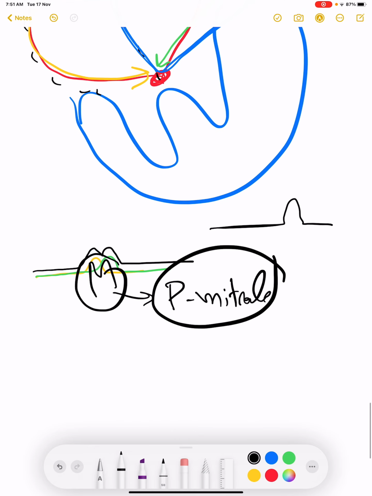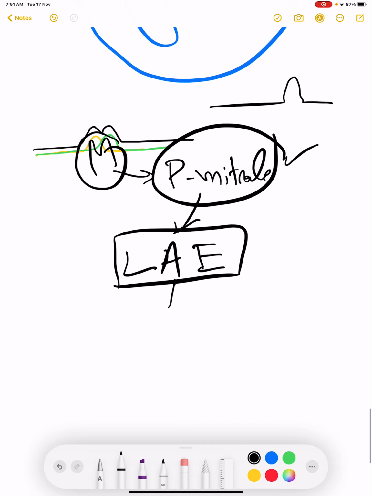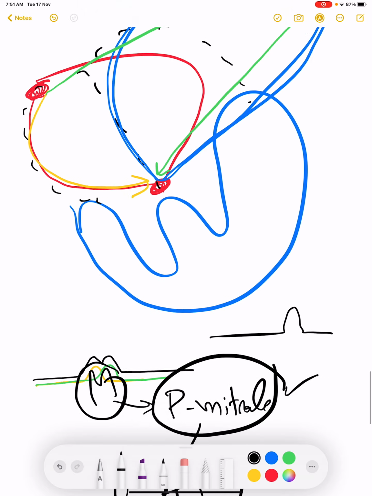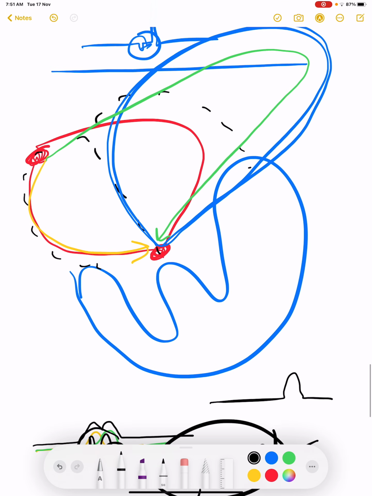And whenever you see an M-shaped P wave, it is P mitral, and P mitral represents what? It represents left atrial enlargement. And then we can think of why the left atrium is enlarged: there might be mitral stenosis or mitral regurgitation, and for mitral stenosis, there might be rheumatic heart disease. So just looking at the P wave, we can think about a final diagnosis. There might be other things, but this should come to your mind.